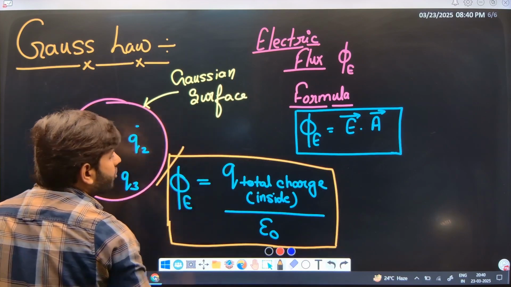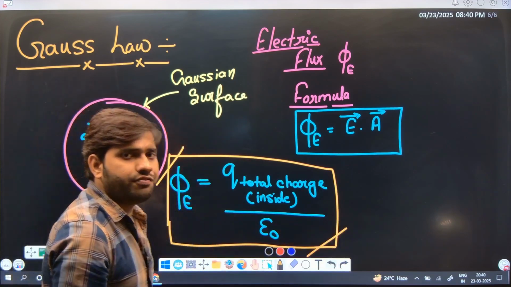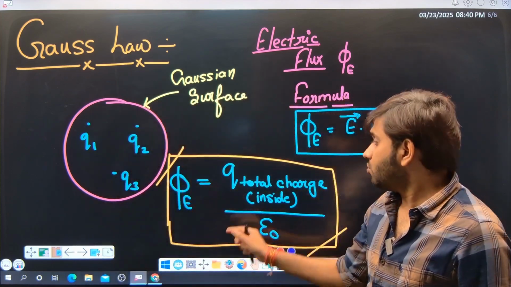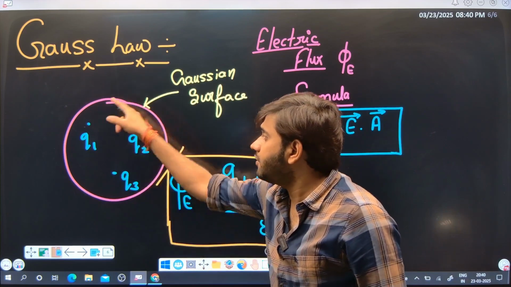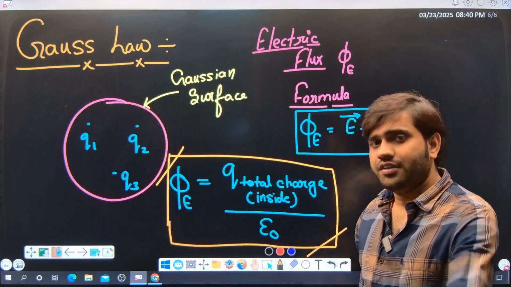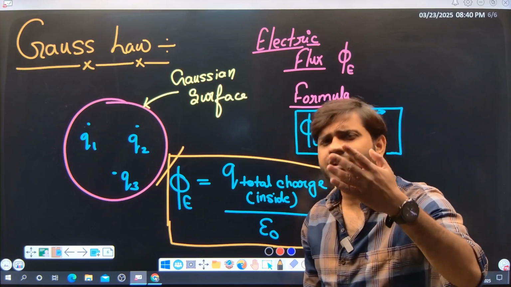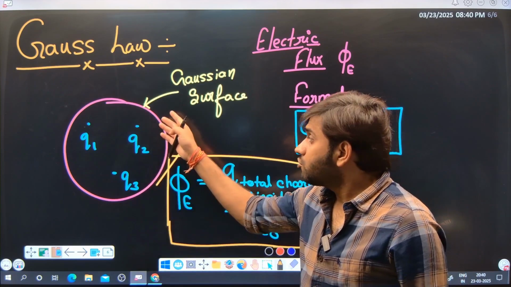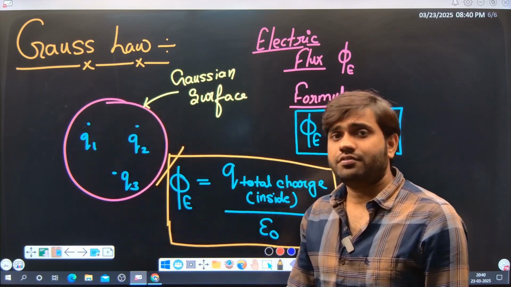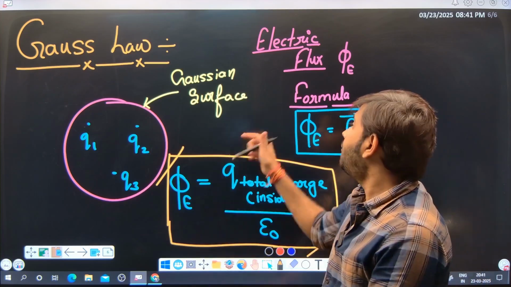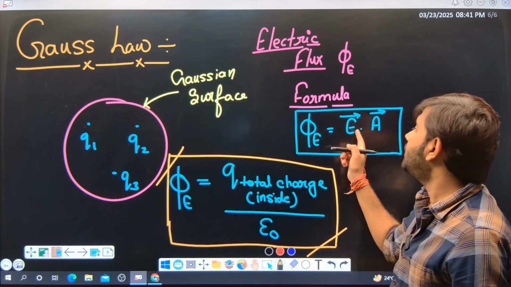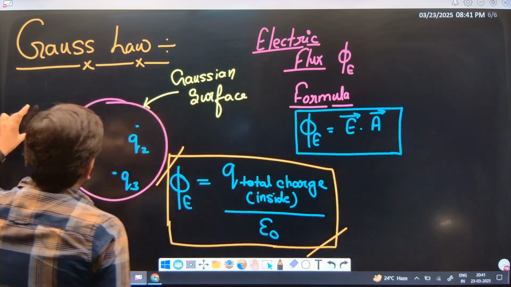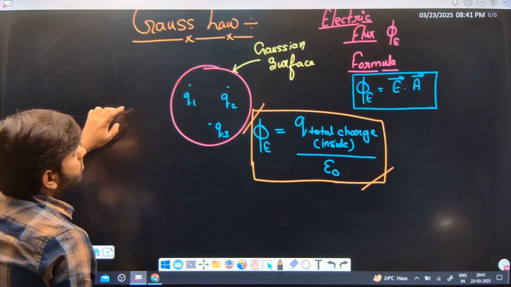So this is very important from the board's point of view. This is the Gauss law: the total charge present inside the Gaussian surface, divided by epsilon naught, is the net flux through this Gaussian surface. And one other formula we already have, E dot A. So this is the basic form of Gauss law.